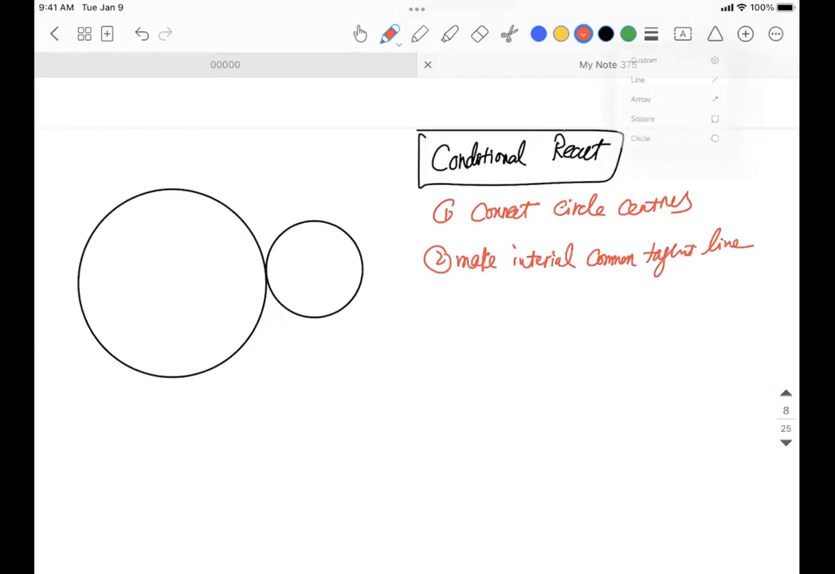First one, I'm going to do a connection between two circle centers. This is my first circle center. This is my second circle center. Do a connection between my circle centers. As long as you connect the circle centers, you're going to find out your circle center line and the interior tangent line will be perpendicular to each other, right?